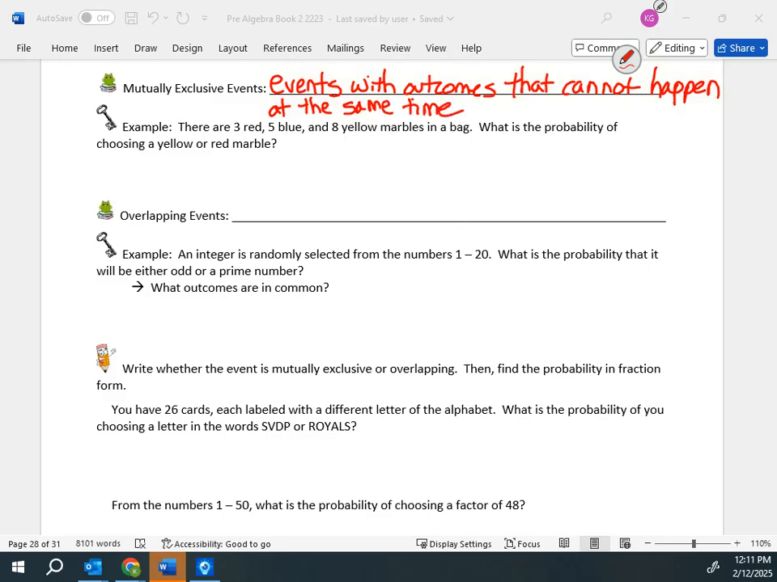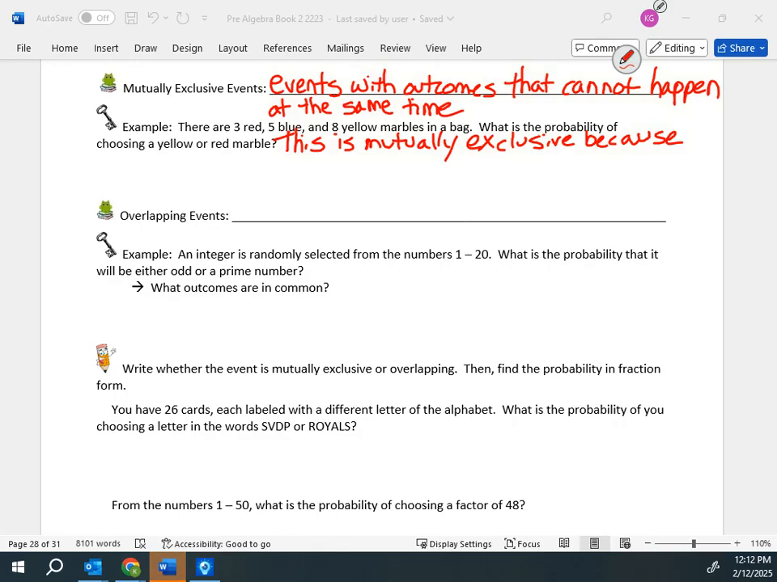For example, there are 3 red, 5 blue, and 8 yellow marbles in a bag. What is the probability of choosing a yellow or a red? This is mutually exclusive because why? Why do you think this is mutually exclusive? Who thinks they could finish this sentence? This is mutually exclusive. Why?